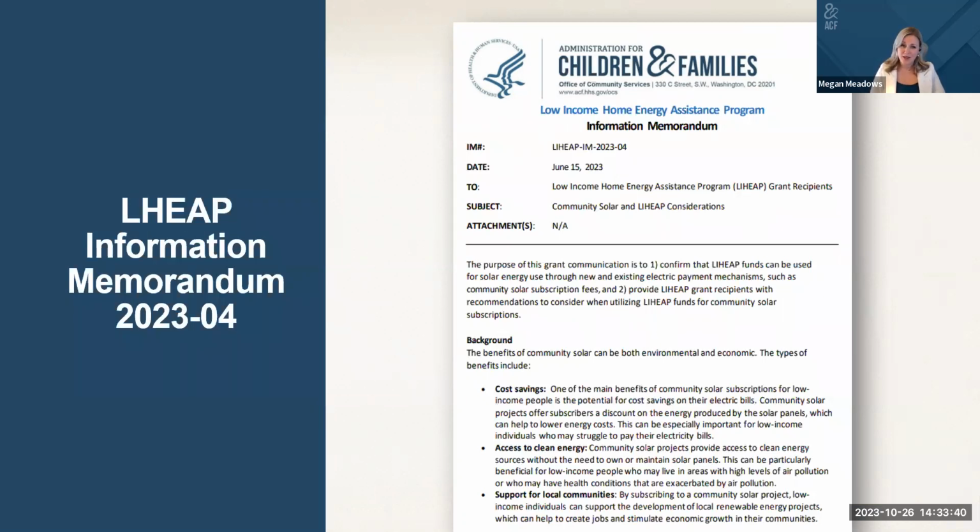Since LIHEAP is a block grant, it's really important to understand and recognize that there are opportunities for states to design programs and utilize funding in a variety of ways, all within those statutory requirements. OCS recognizes that community solar can be a resource to assist LIHEAP households reduce their overall energy costs and can help grant recipients achieve LIHEAP's core mission of meeting immediate home energy needs and reducing energy burden.